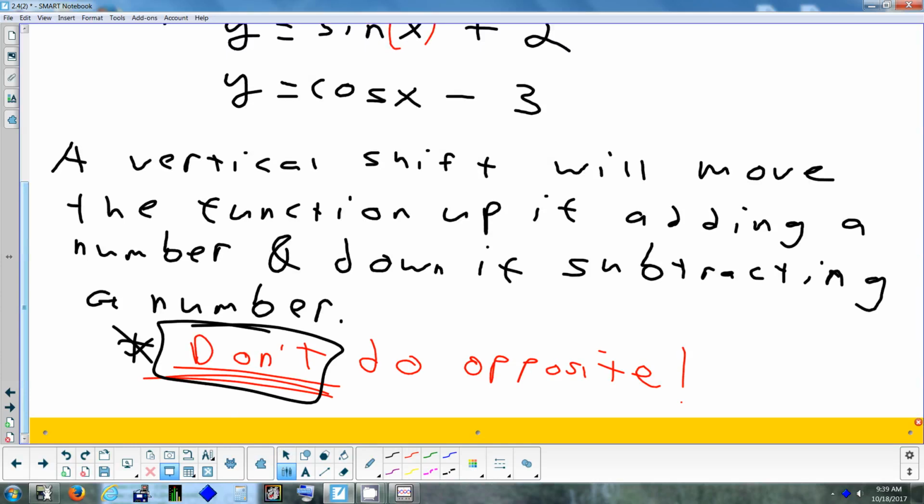Don't. If you do the opposite, you get it wrong. Okay, so don't do the opposite.